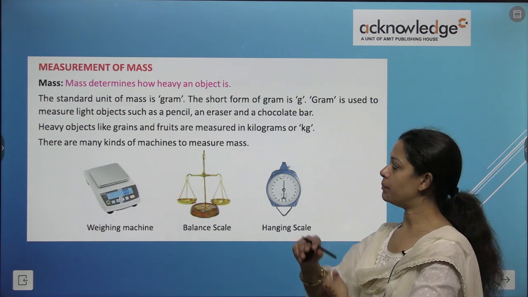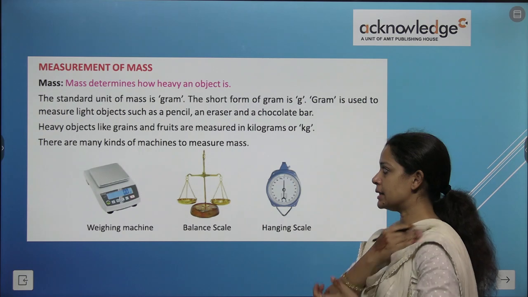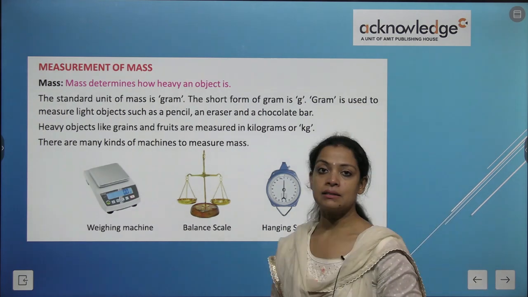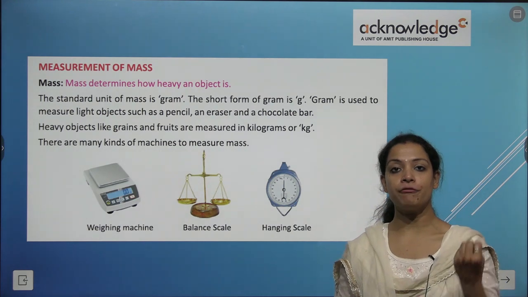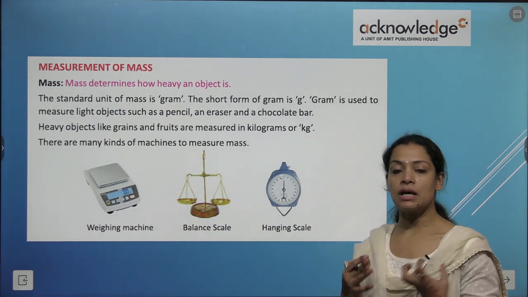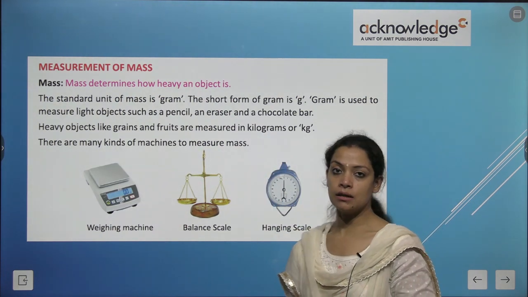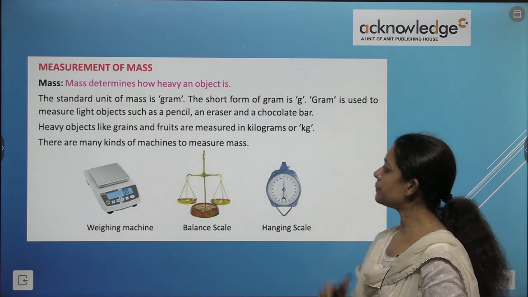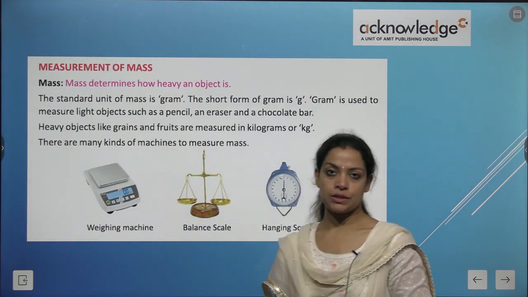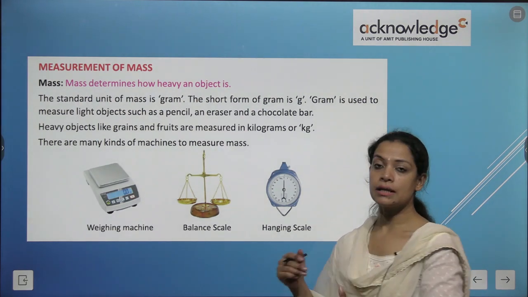Now measurement of mass. Mass determines how heavy an object is. The standard unit of mass is gram. तो मास से क्या होता है, मास आपकी बॉडी का वेट बताता है कि कितनी उसका बॉडी वेट है या ऑब्जेक्ट का वेट है. So it is measured in gram. The short form of gram is small g and gram is used to measure light objects. Light objects के लिए gram and heavier objects के लिए we use kilogram.